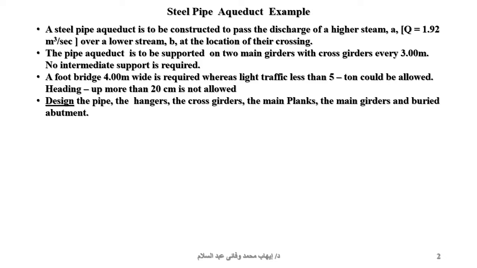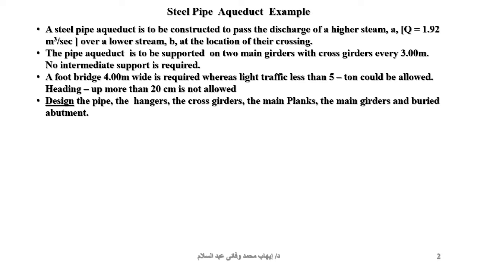For example, a steel pipe aqueduct is to be constructed to pass the discharge of higher stream A, Q equal 1.92 cubic meter per second, over a lower stream B at the location of their crossing. The pipe aqueduct is to be supported on two main girders with cross girders every 3 meters. No intermediate support is required.